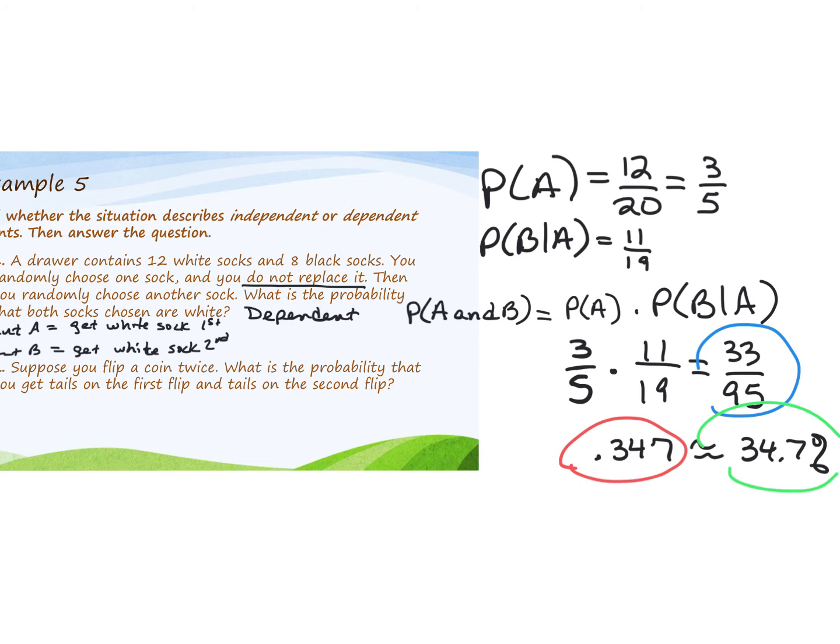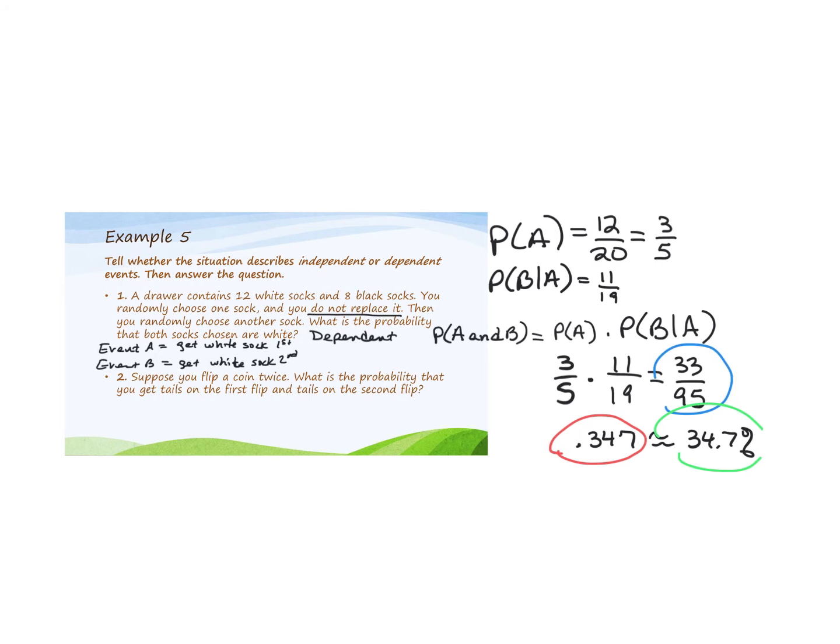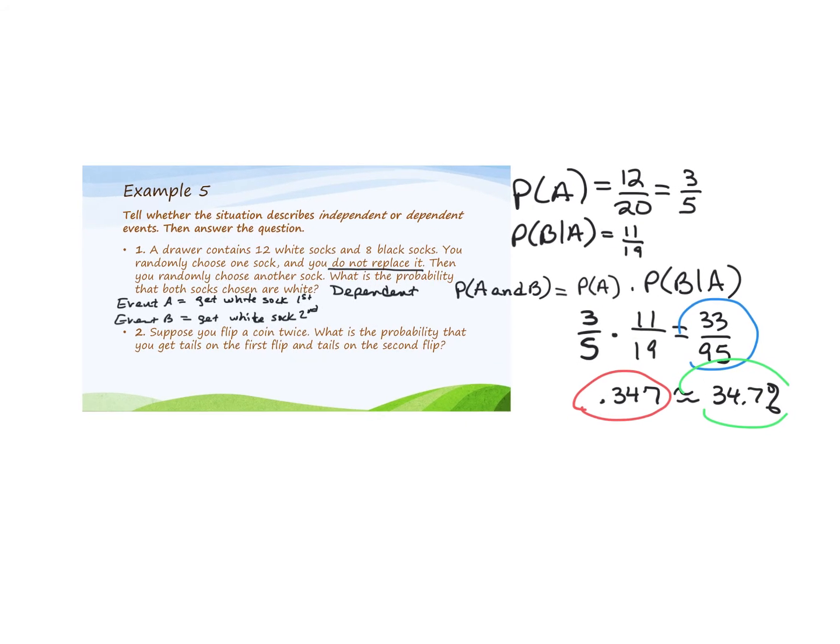Now let's do number 2. This time we're going to flip a coin, and we're going to flip it twice. What is the probability you get tails on the first flip and tails on the second flip? So after I flip my coin, is the probability of the second flip going to change after I flip it the first time? No, right? It's not like I'm taking the tail away. It still stays the same coin, and the probability will stay the same.